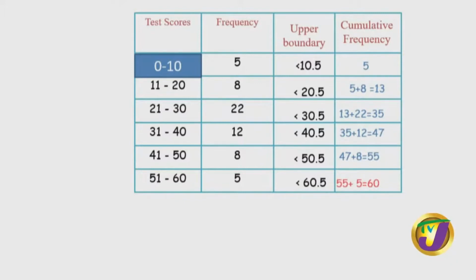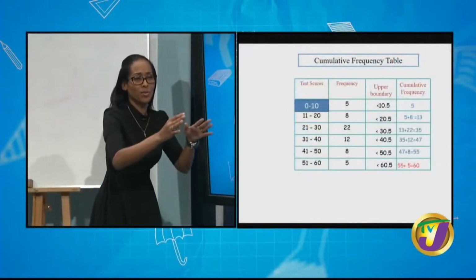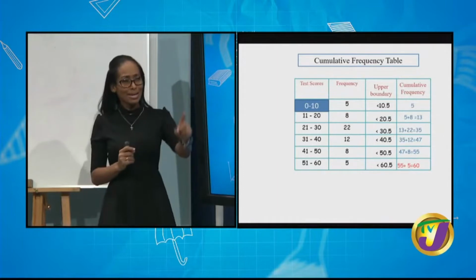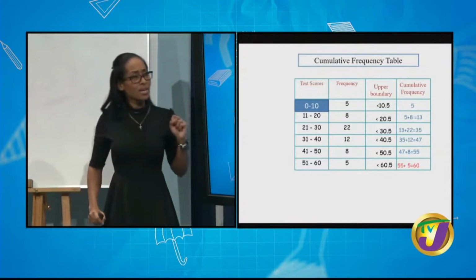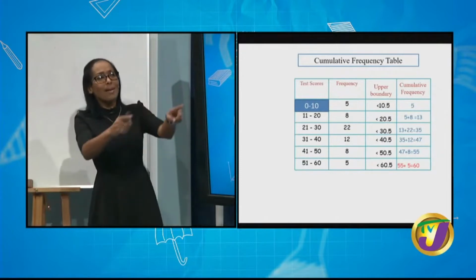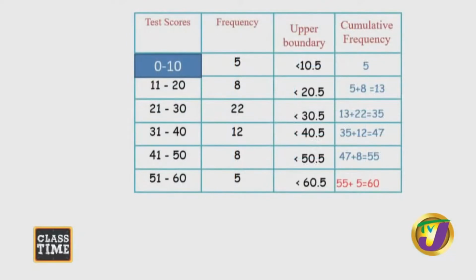Now, why is it important for me to put this in red? When I look at it, I see 55 plus 5 and the answer is 60, which is a cumulative frequency. Again, it means 60 students would have received a test score less than 60.5. But not only that, remember the scenario says it's 60 students. So I am linking it to my total number of students being 60. So in order to test if my cumulative frequency table is correct, I must have the total number that I started out with, which was 60.